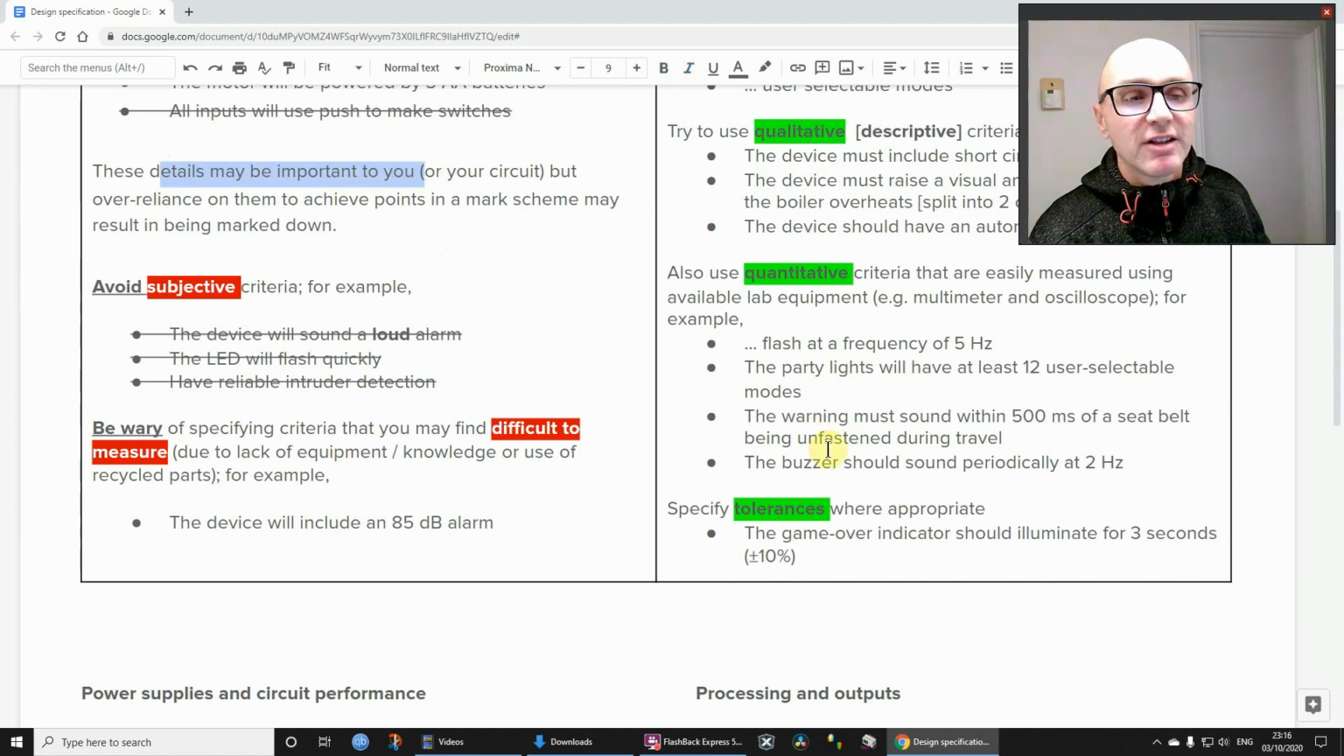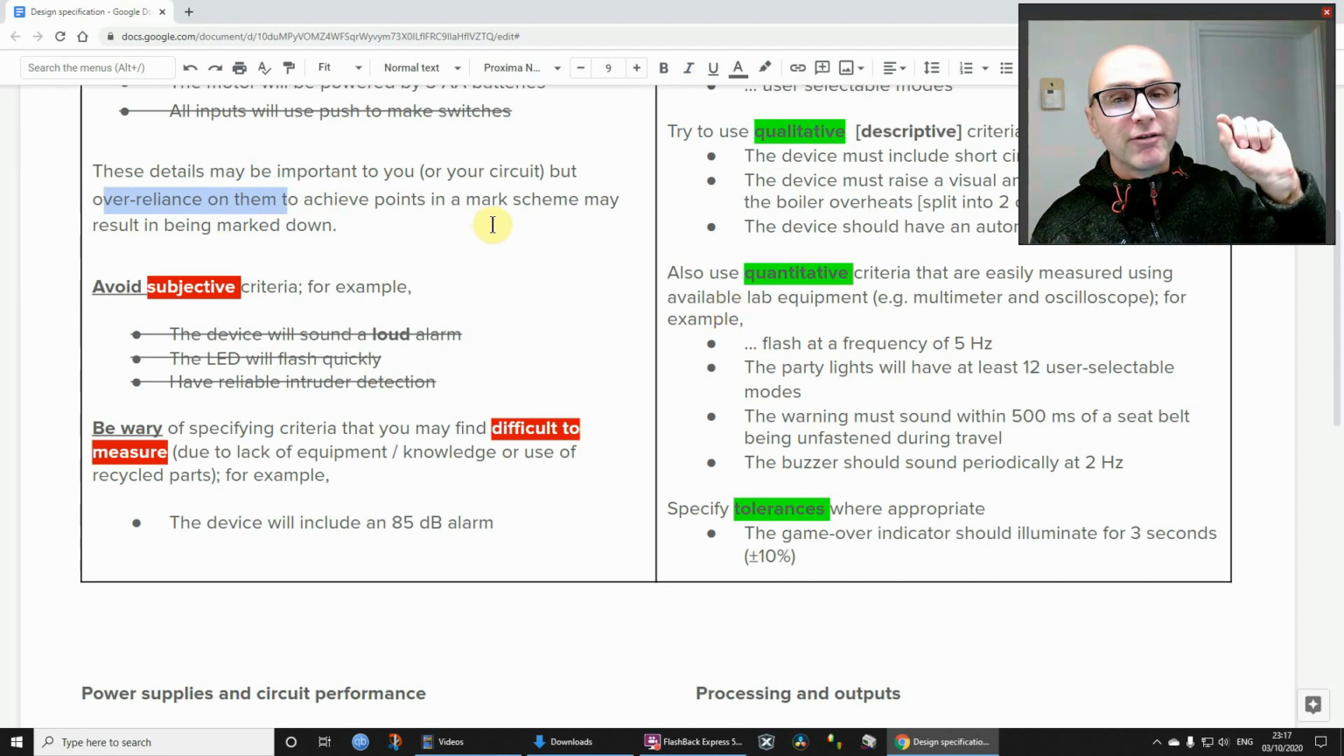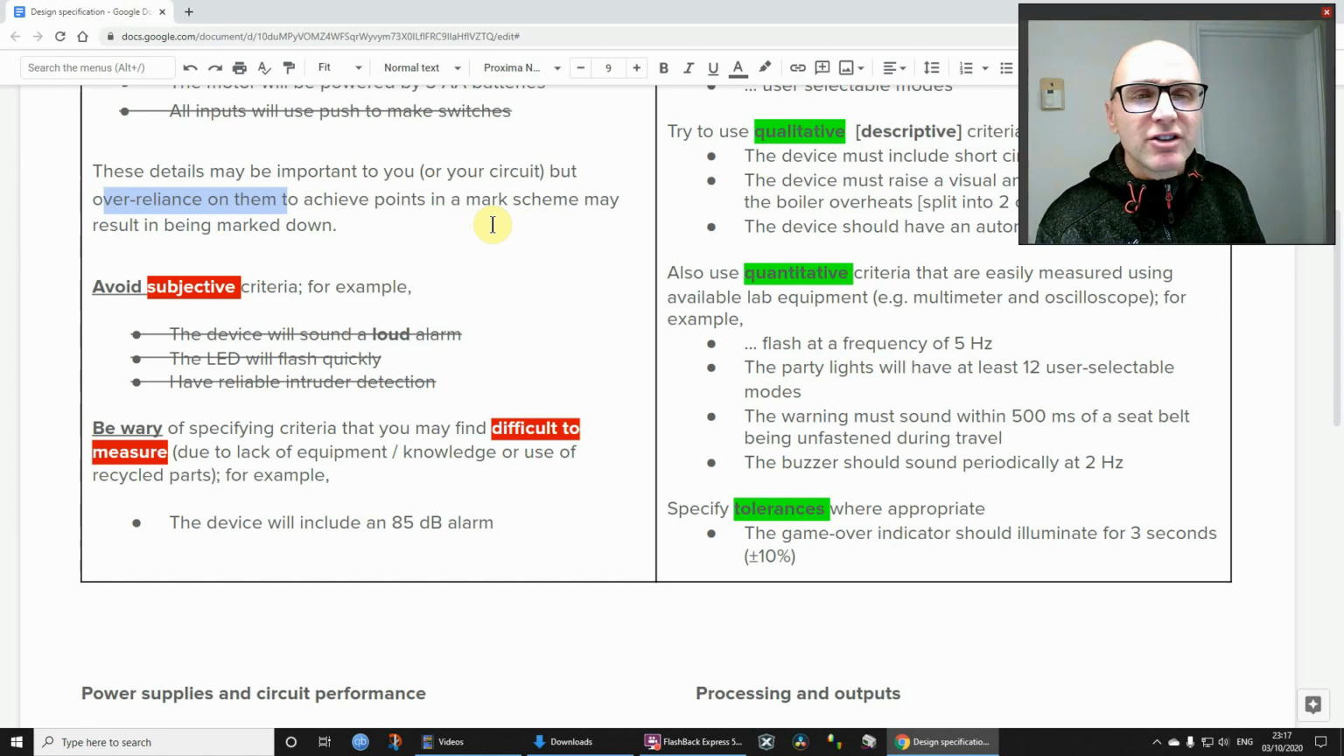I don't think I mentioned this earlier. Some of these details, like the frequency of the buzzer, might be important to you, but if you over rely on specifying them in your design specification just to achieve points, like if you've been told that you've got to have, I don't know, 5 design specification points, and you say it must have 5 buzzers, 3 LEDs, 2 inputs, something like that, just basically over relying on counting up components or trivial details like the frequency of a buzzer to achieve the points in the mark scheme, then I'm going to mark you down, okay? Because that's just not what the mark scheme's meant for.